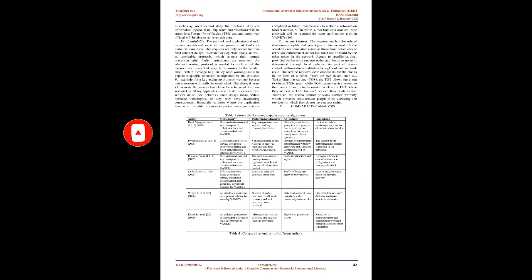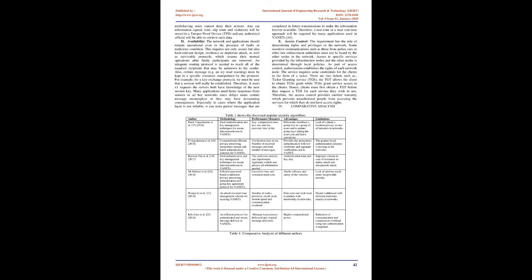Non-repudiation depends on authentication, but it generates solid proof, as the system can identify the attackers, who cannot deny their crimes. Violators or misbehaving users cannot deny their actions. Any car information, such as speed, time, trip route, and violation, will be stored in a tamper-proof device, TPD, and any authorized official will be able to retrieve such data. E. Availability: the network and applications should remain operational even in the presence of faults or malicious conditions.